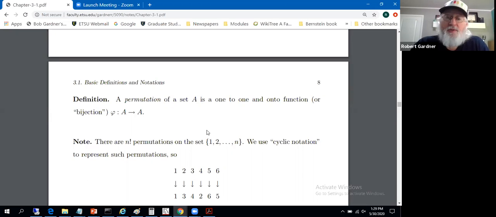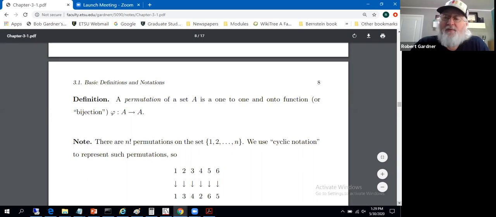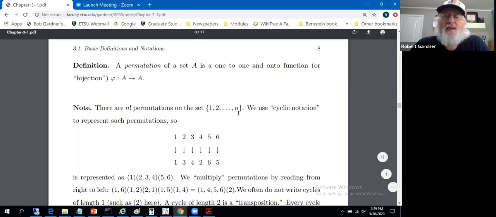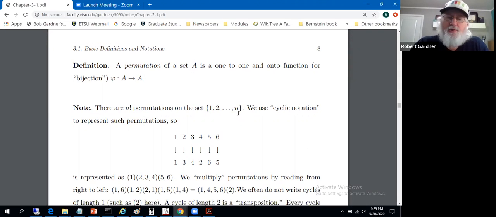Our applications in here are big time involving finite sets. What we're going to consider is a set 1 through n. So these will be indices used to describe entries in a matrix. There are n factorial permutations on the set 1 through n. So if n is very big, the number of permutations is huge.